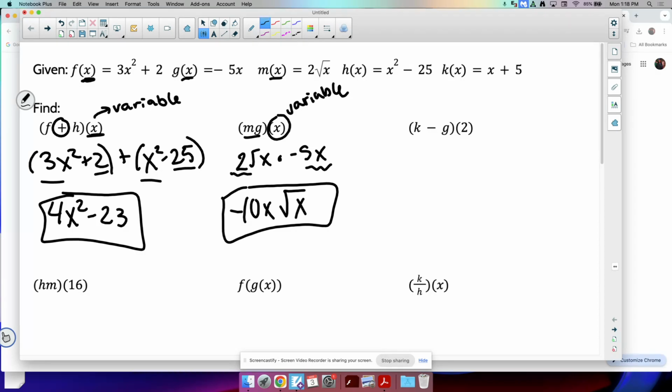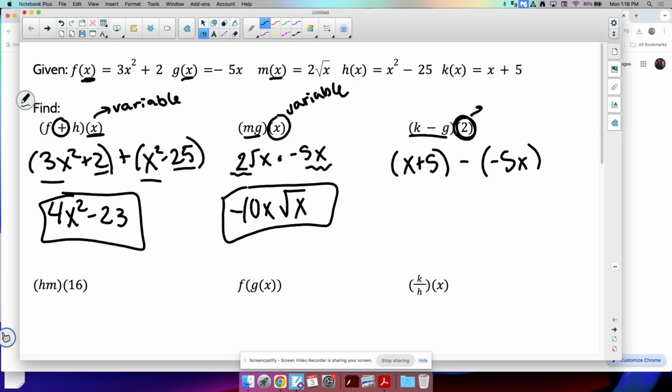Okay, next one. What operation are we being asked to do? Subtraction. So we take our K equation minus our G equation. What does G equal? And then this one has something new right here. Now there's a 2 there instead of an x. So what are we going to do with that 2? That's going to be our variable. Yeah, we just plug in a 2. It's going to replace our x.